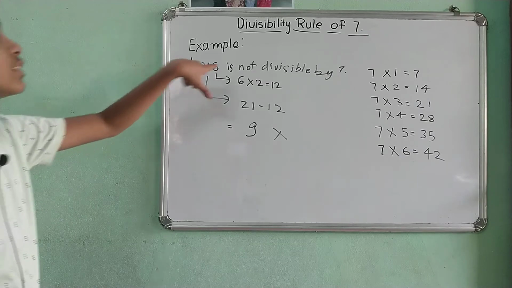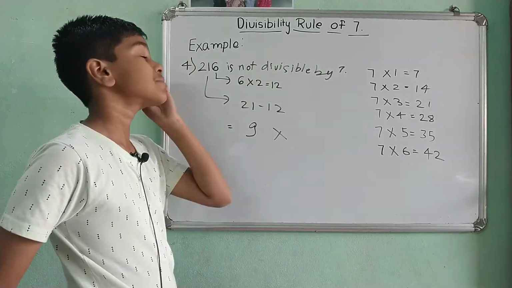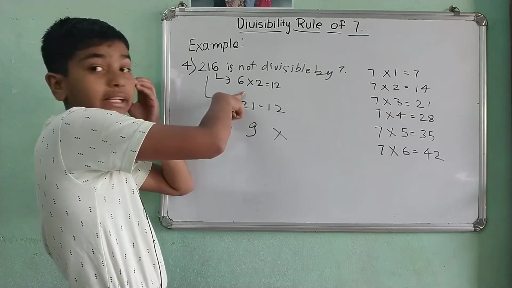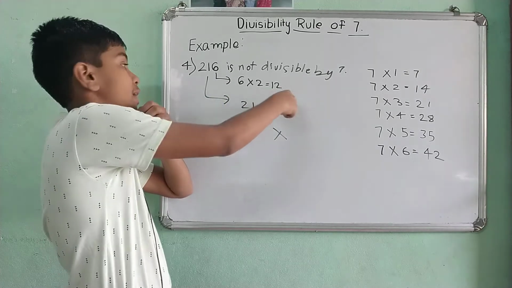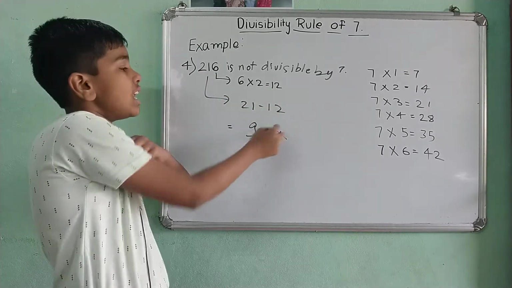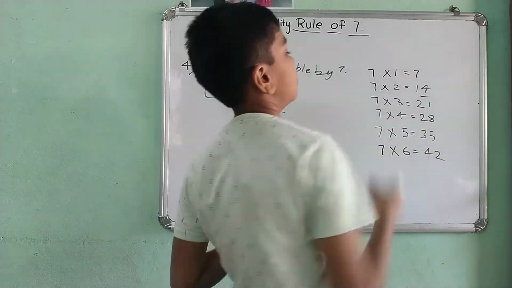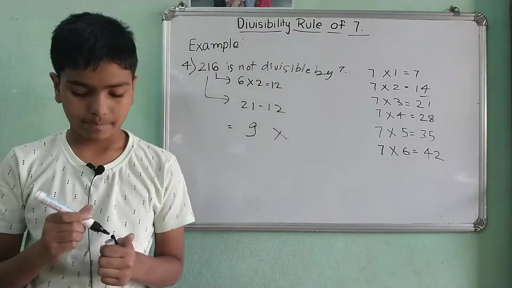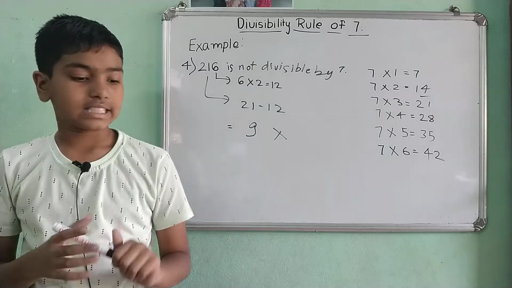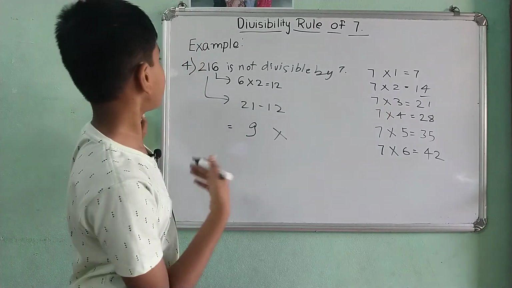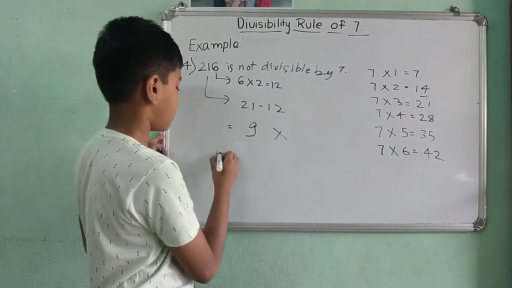216 is not divisible. Listen how I explained it. The repeated 6 into 2 is 12. 21 minus 12 is 9, and 9 is not divisible by 7, because 14 is the next number. That's the easiest.